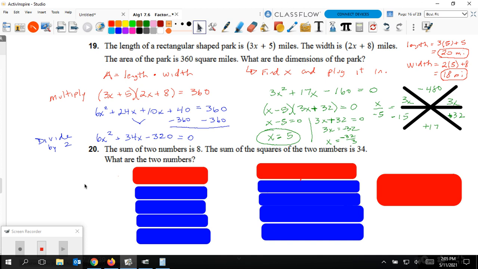Number 20, this one's kind of an oddball one, why it's in our section here. We don't necessarily need to use factoring for this one. The sum of two numbers is 8. The sum of the squares of the two numbers is 34. What are the two numbers? It's kind of more of just a puzzle situation.